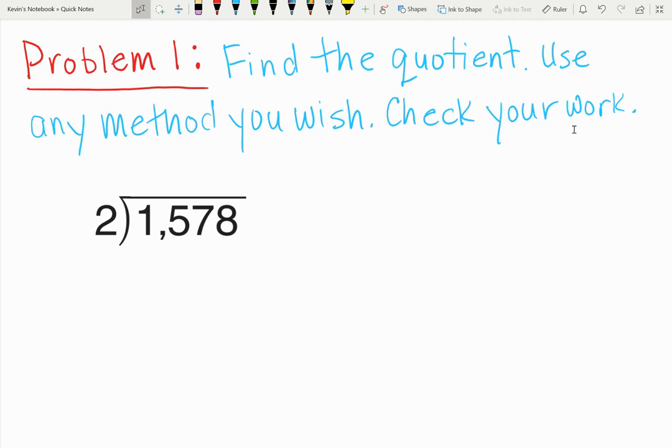I would say the only method you can't use is the calculator method. But you can do regrouping, do the partial quotient, whatever you need, whatever is comfortable for you, whatever is working out for you, that's your method. And don't forget to check your work. Multiply your quotient by your divisor. Pause the video. Answer now on It's Learning. And I will see you guys for problem number 2.